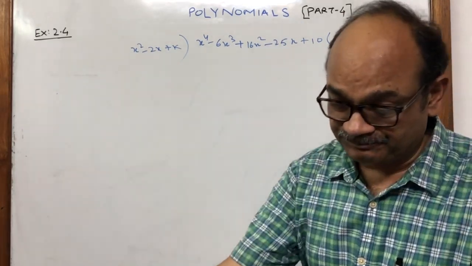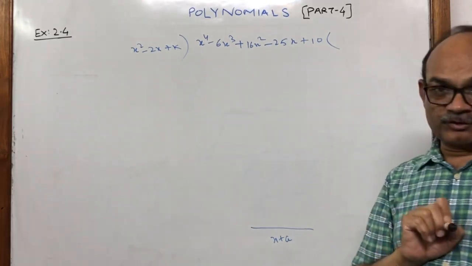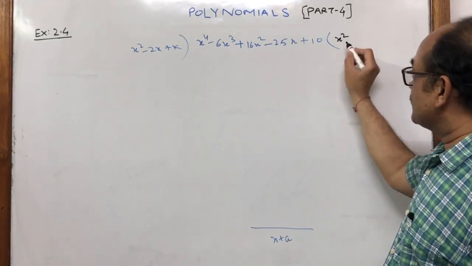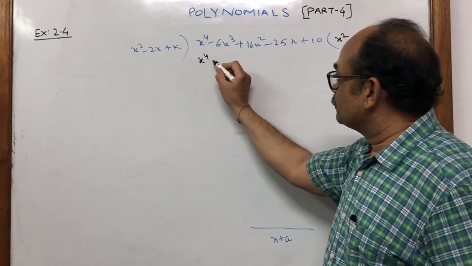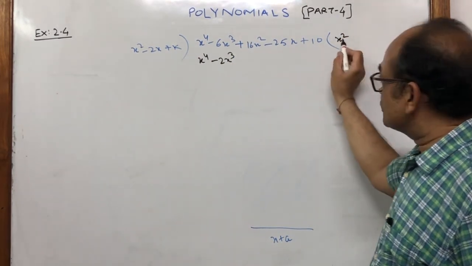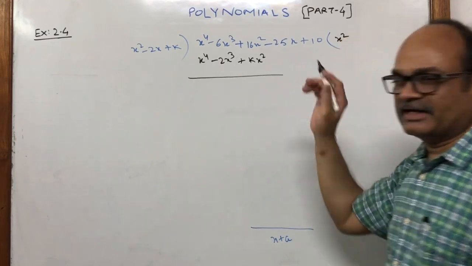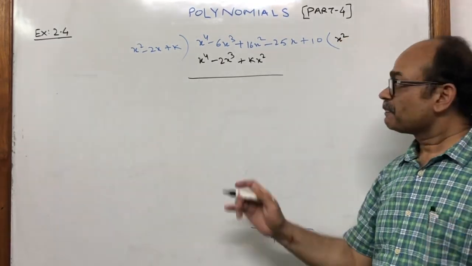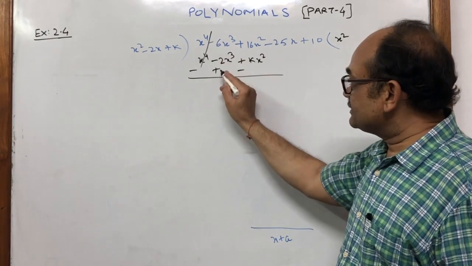Very good question. So first we start with the x square. Here it is x4. So what is needed? x square. x square into x square, x4. x square into 2x cube. x square into k, kx square. बहुत ध्यान से एक एक स्टेप. Minus, plus, minus. Plus, minus and plus.